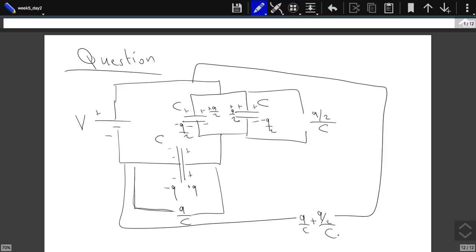But we also know that the battery keeps the potential difference between this point and that point at the fixed value of V. And so you can just determine the charge Q. Well, I didn't even calculate the equivalent capacitances.